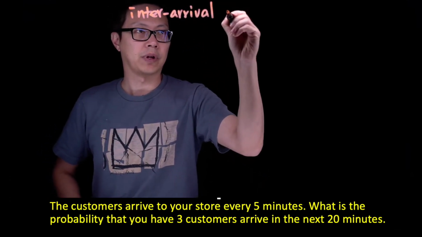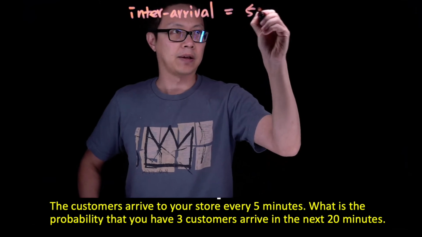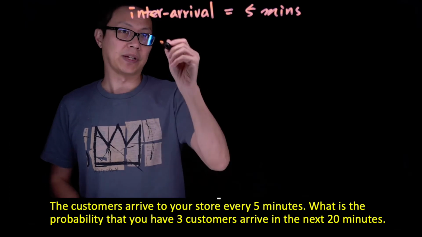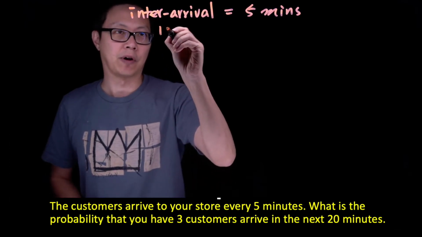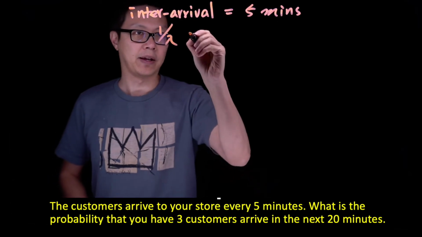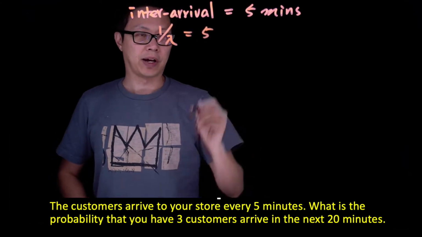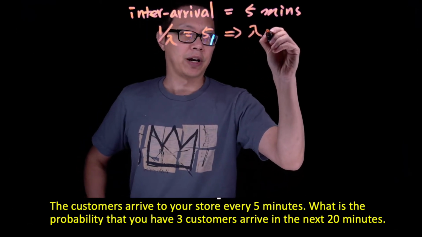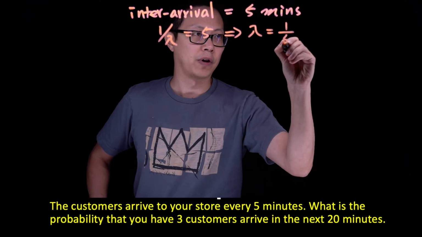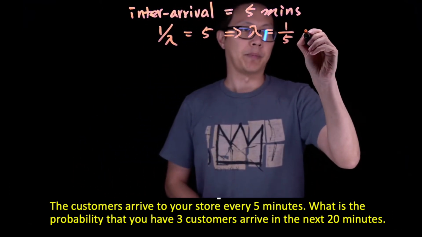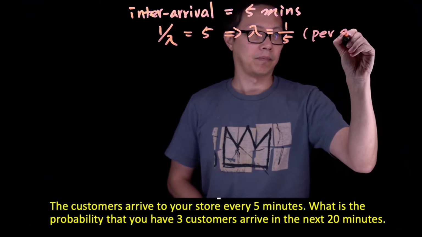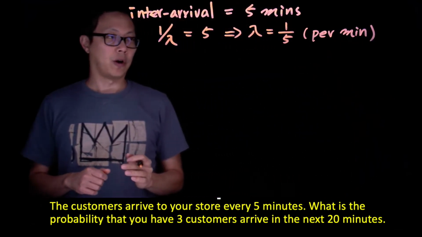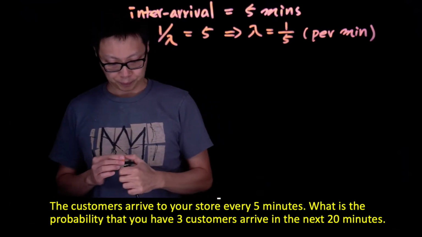inter-arrival is 5 minutes. And from the previous slide, you probably will know that the inter-arrival can be denoted by 1 over lambda. So in this case, 1 over lambda is 5 minutes. That means our arrival rate lambda is 1 over 5 per minute. So every minute you will get 1 over 5 customers arriving to your store.